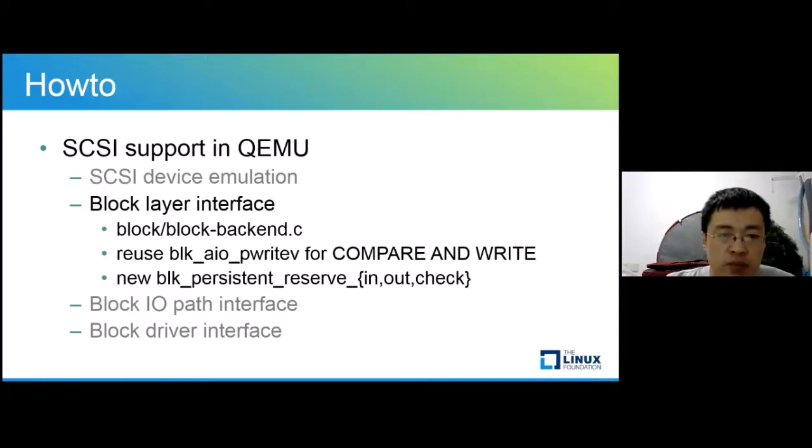The next one is block layer interface. The code is in the block backend. In this part we reuse blk_aio_pwritev for compare and write, and add a new blk_persistent_reserve_in_out check for the PR part.